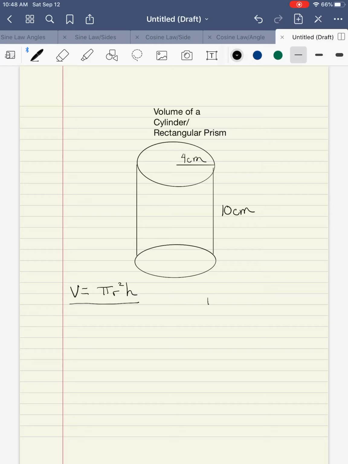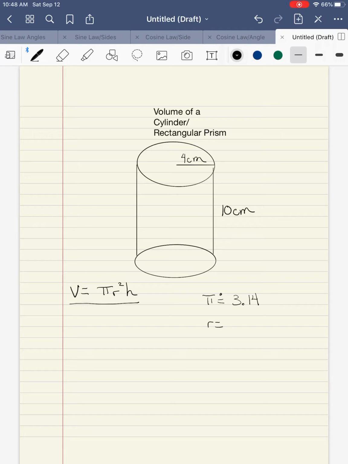So I always like to do my chart of variables here. So I'm going to use that approximation symbol. We don't want to say pi equals 3.14. You can use your pi button on your calculator. If it's not available, you can approximate it and use 3.14.